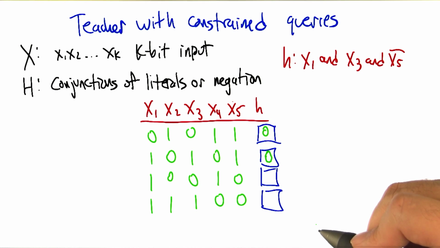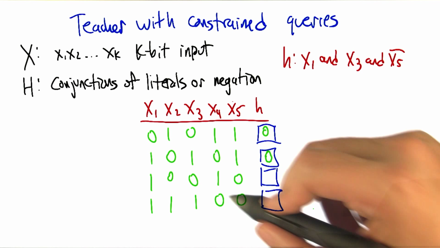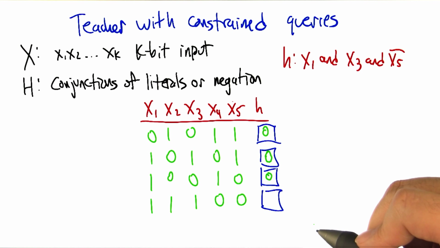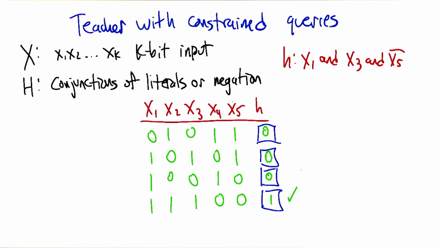I can do the same kind of thing for the third line. So X1 is true, like it needs to be, but X3 is false instead of being true, so also 0. And then in the bottom, let's see, X1 is true, which it needs to be, X3 is true, which it needs to be, and X5 is false, which it needs to be, so the output is 1. Very good. All right, I got it.